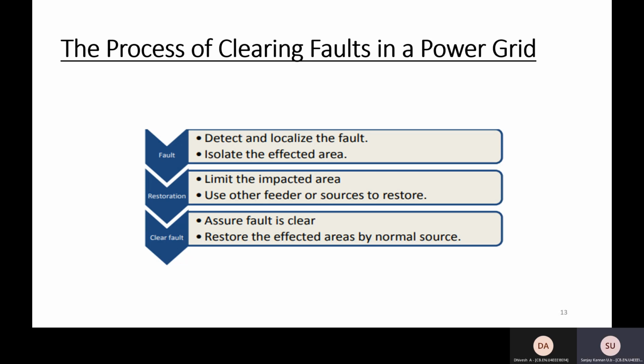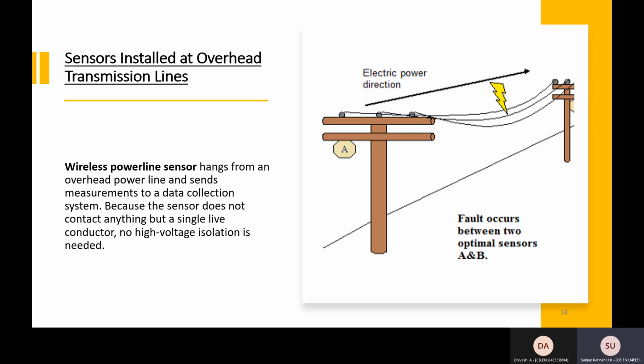Now coming to the sensors which are installed in the overhead transmission lines, we have wireless power line sensors which are present in the overhead transmission lines. So they basically send the measurements to the data collection system.